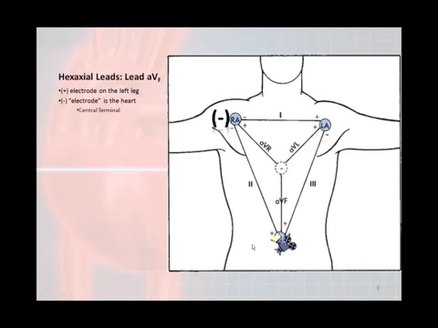The same principle applies to AVF. We're going to place the positive electrode down here on the left foot. We're going to place the negative electrode up here on the right arm to give us lead 2. But if we move this negative electrode from the right arm down to the central terminal, it will actually change the angle of our camera. It will change it from a lead 2 view down into an AVF view. So now we're actually looking from the left foot directly up at the bottom of the heart.